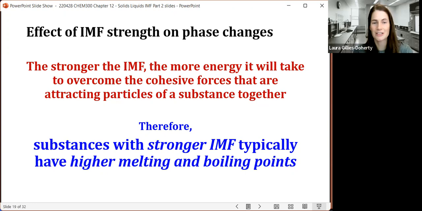So again, just like we saw with evaporation and condensation, the same thing holds true for melting and freezing and deposition and sublimation. The stronger the intermolecular forces, the more energy it's going to take to overcome the cohesive forces that are attracting particles of the substance together. So again, substances with stronger intermolecular forces like hydrogen bonding and dipole-dipole are typically going to have higher melting and boiling points. It's going to take more energy to get them to convert to a phase that's dominated by kinetic energy and motion.